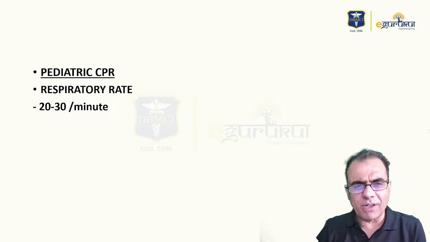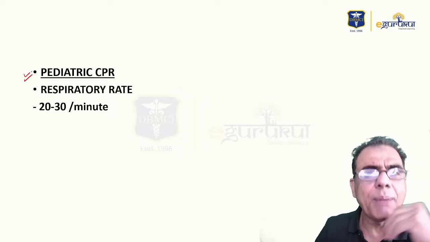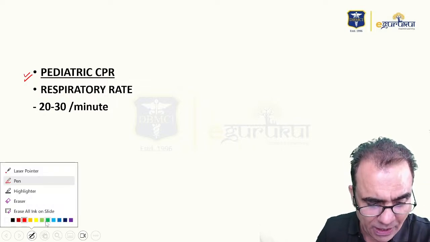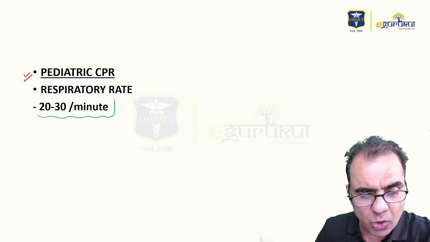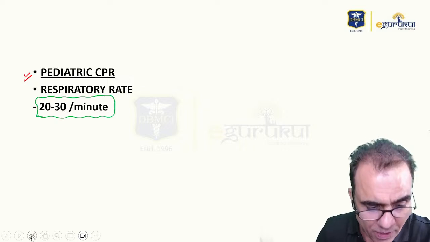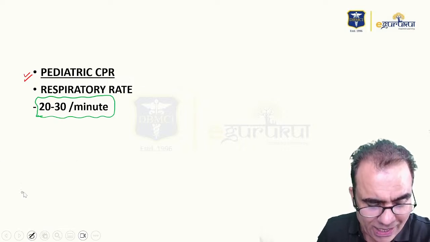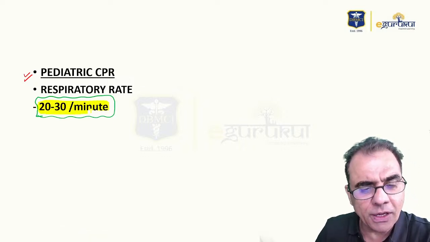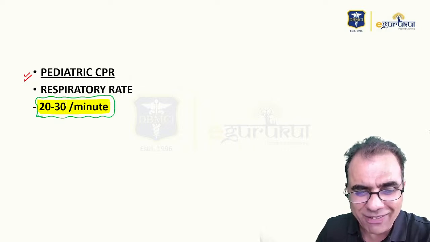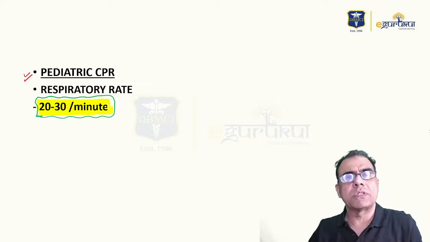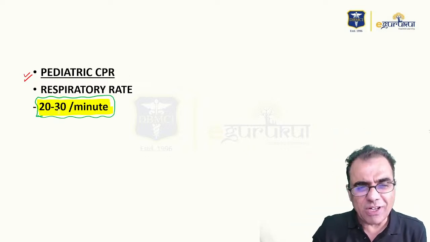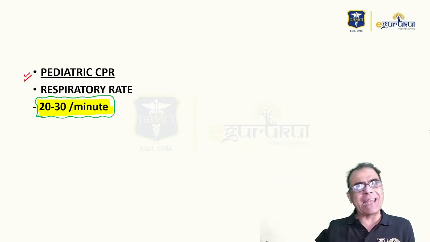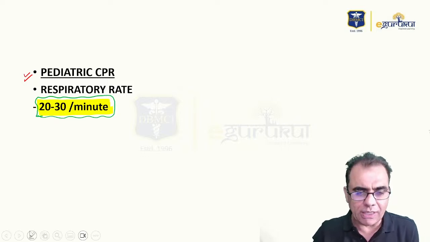Now the most important change, if you ask me, is in pediatric CPR: they have changed the respiratory rate from 10 to 20 to 30. I'm talking about when you have already intubated the patient, because I'm only discussing the changes, not the routine part of CPR. Previously for children and adults, we were giving 10 breaths. Now for adults we are still giving 10 breaths, but for children it is 20 to 30 breaths per minute.